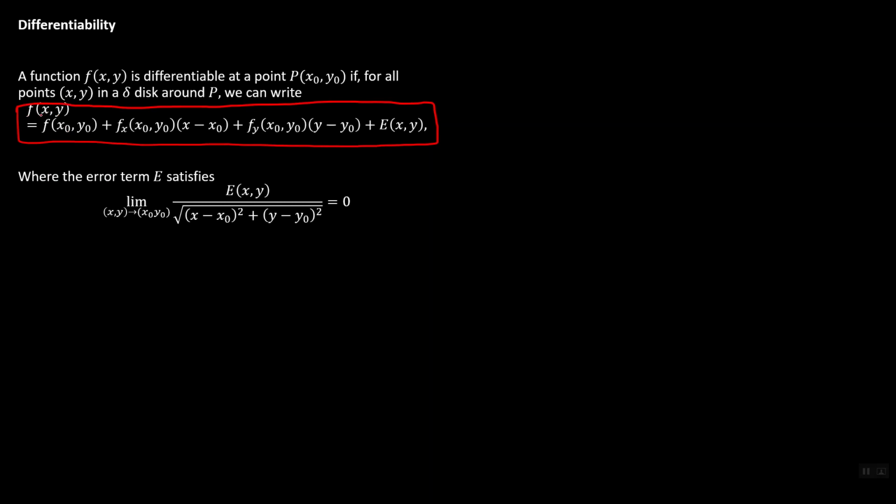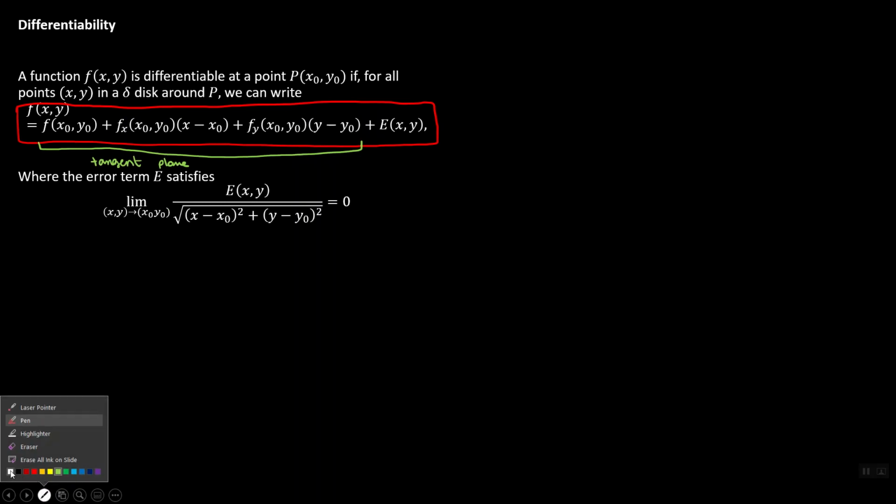Anyways, our function that we're starting with, f of x y, is differentiable if we can write this equation where the first term is essentially the tangent plane. So the first three terms here make up the tangent plane, plus one other term, which is the error term.